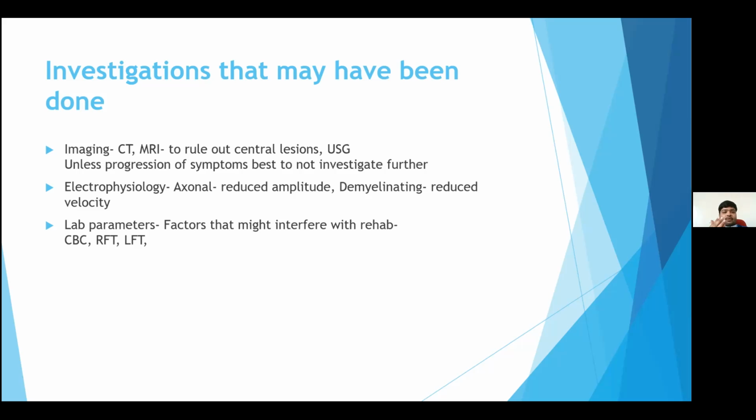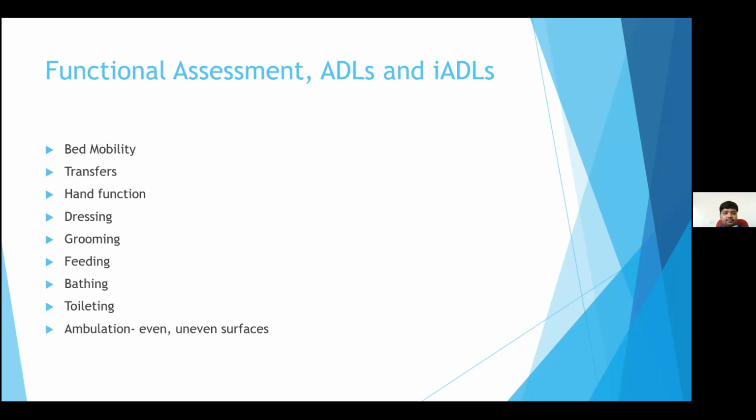with rehab, mostly interfere, where you have in the CBC, you need to look for anemia, which can cause reduced endurance. In the renal function, high creatinine value again will interfere with tolerance for physical activity. And you need to look at the total protein, albumin, and other factors that can complicate your rehabilitation. Now, what are the aspects that you need to see?